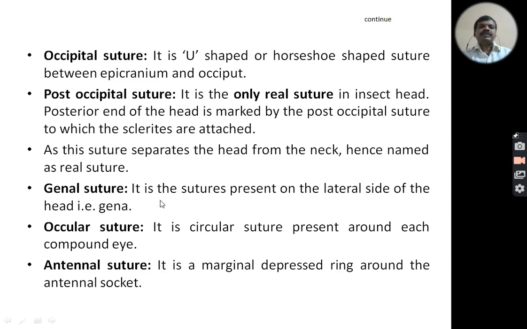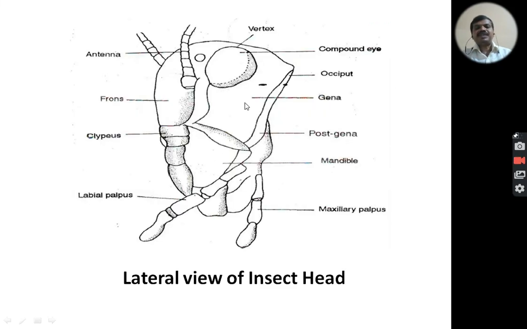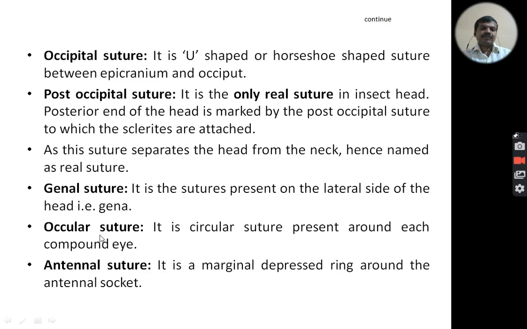Genal suture: it is the suture present on the lateral sides of the head. Here you can see this is the genal portion. So it is present in the lateral sides of the head. Ocular suture: as the name itself indicates, it is around the compound eye. Around the compound eye the suture is present, and this suture is called the ocular suture.